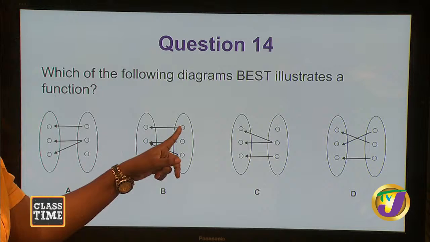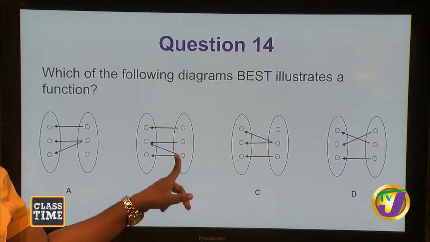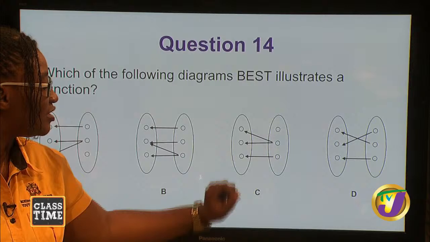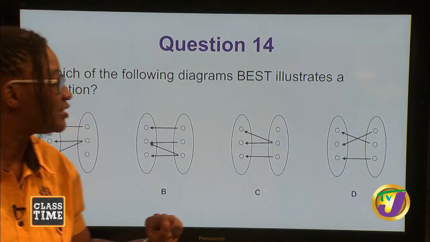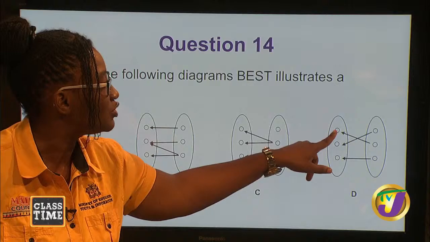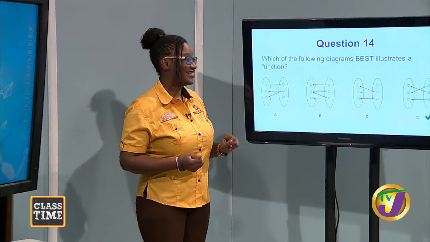So let's check this one. Yes, mapping to one, but problem right here. This one is matching to two separate ones. Let's check here. Well, that's not mapping to anything here. Problem. Let's check this one. Mapping to one. Here the input is mapping to one. And here the input is mapping to one. Ding, ding, ding. We have a winner.